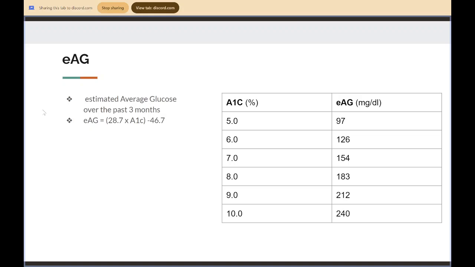EAG is estimated average glucose. This is going to be over the past 3 months. The formula is going to be 28.7 times the A1C minus 46.7. On the right, I have a table that has the A1Cs 5 through 10 and the estimated average glucose. I had a student who told me that they had memorized this table and they would guesstimate based on it. However, there is a formula: 28.7 times A1C minus 46.7.